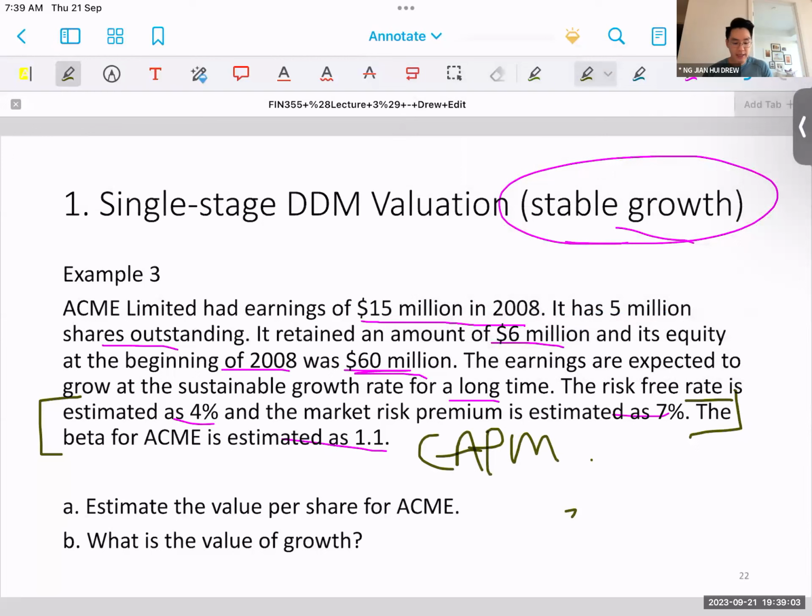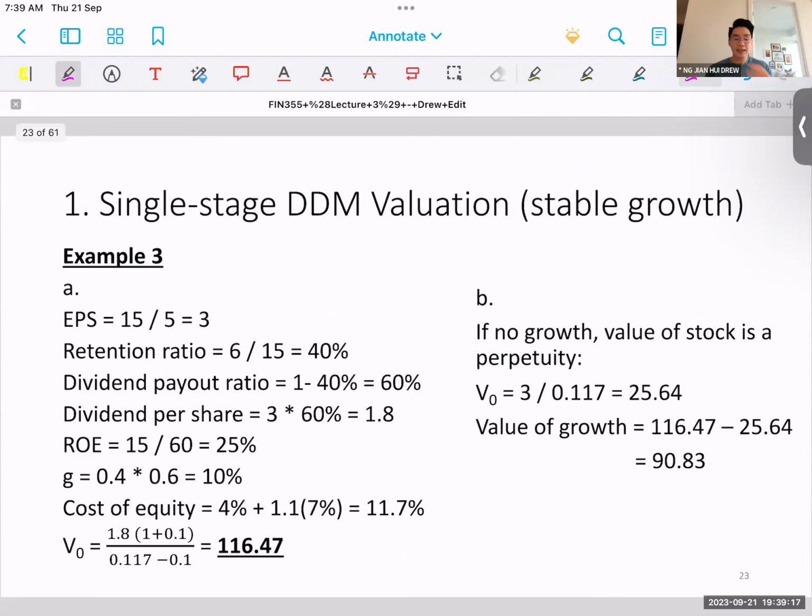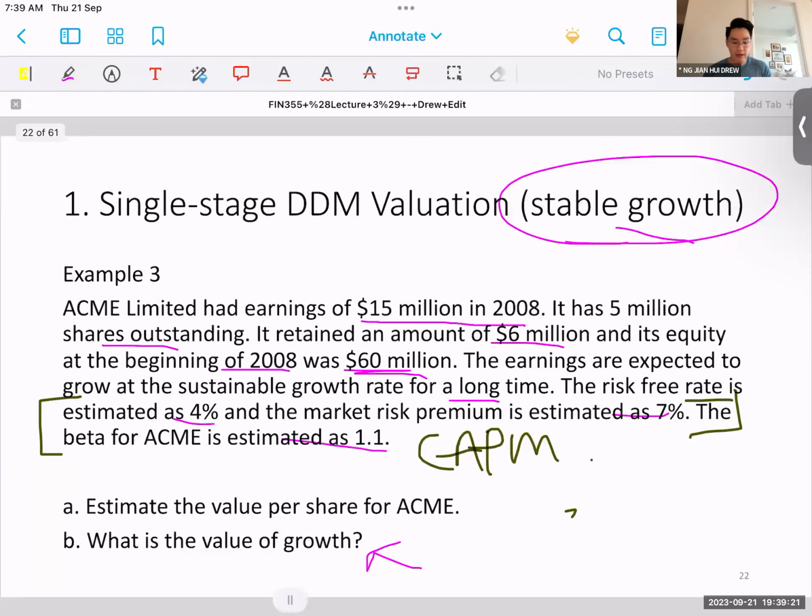Okay, so estimate the value per share and what is the value of growth. So this question is interesting because there is this component called value of growth here. And let's see how it is being done. Okay, so we are given quite a bit of share information, right? The earnings, shares outstanding, amount retained, and equity amount.